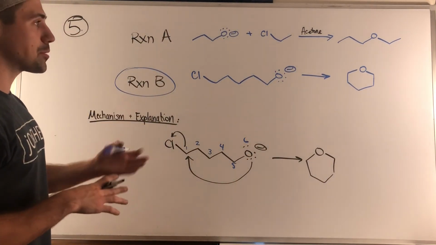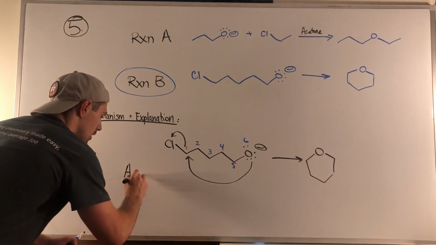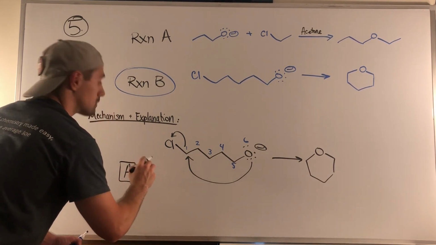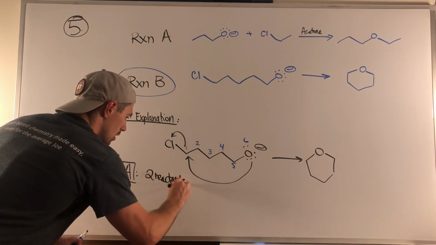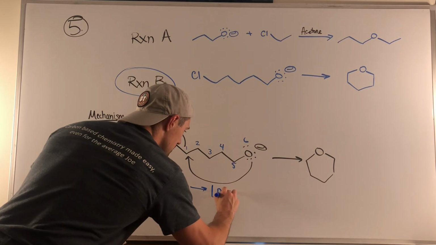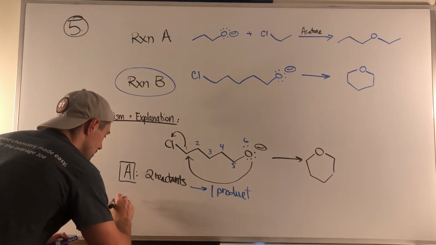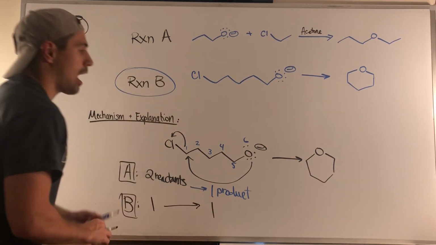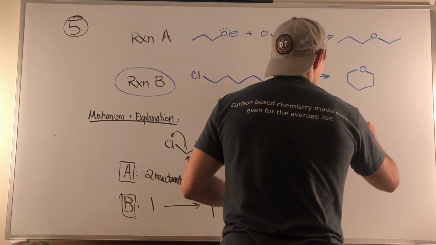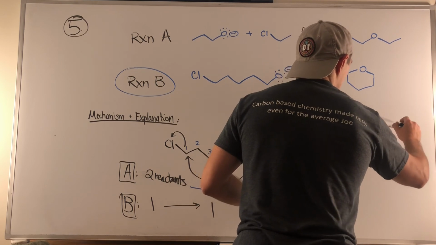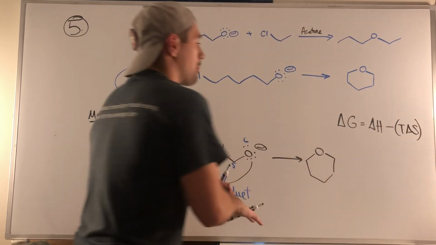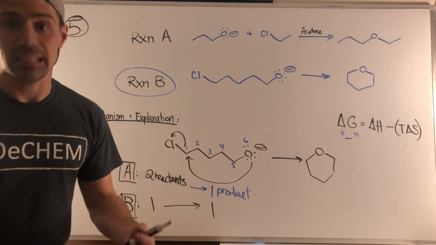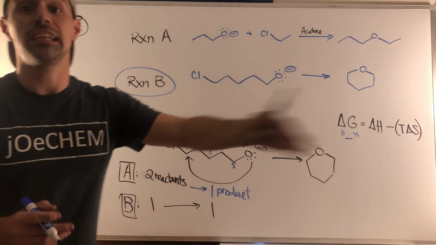So, again, for the explanation, we can say for A, we have 2 reactants going to 1 product. And for B, we have a 1 to 1. Now, do not forget, from our thermodynamic days, delta G equals delta H minus T delta S. So remember, we ideally would love a negative delta G. That means our reaction is spontaneous, or gives free energy, right? Negative is good. Negative means it's spontaneous, it's going to happen.